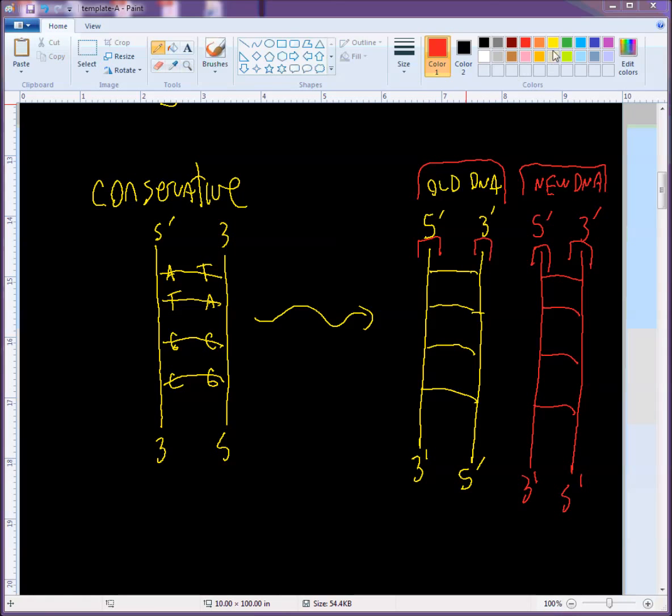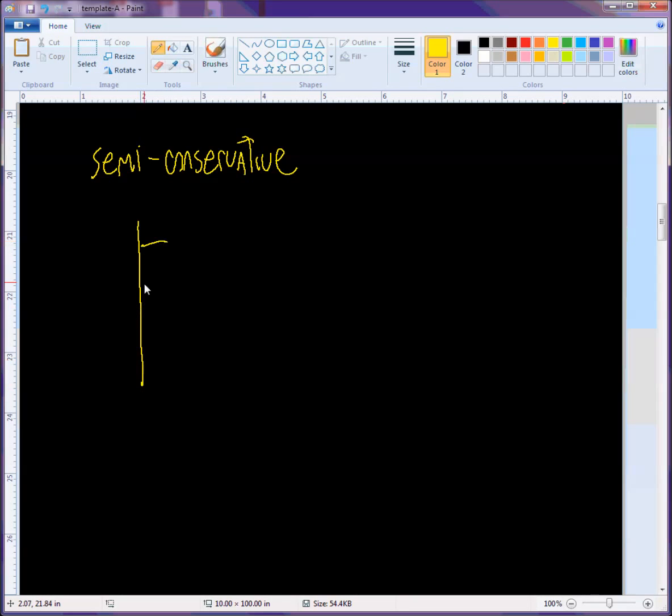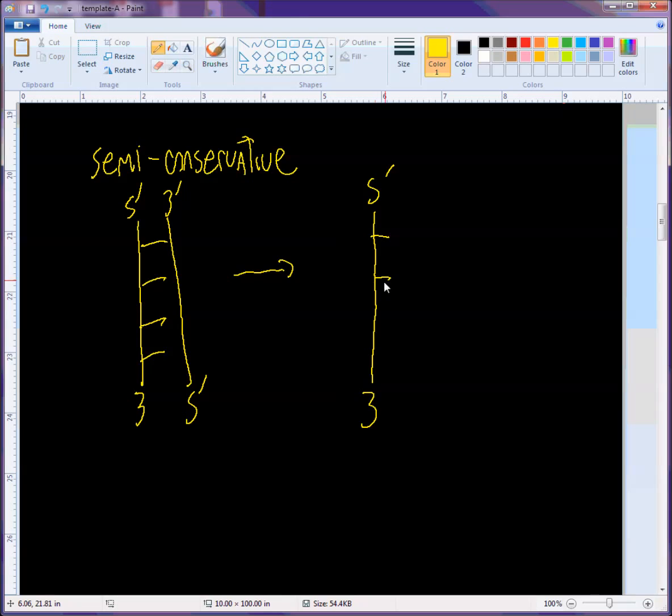So the next one that scientists were considering, they thought, well, maybe the DNA is replicated semi-conservatively. We switch back to yellow. Semi-conservative replication is a mode of replication where you start with that old DNA here, 5 prime, 3 prime, 3 prime, 5 prime, and after replication, well, what do the two DNA molecules look like? Well, they look something like this.